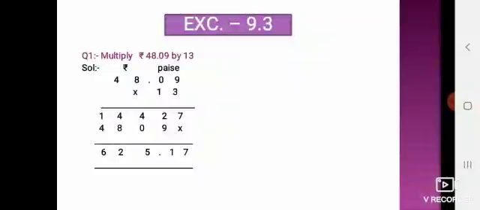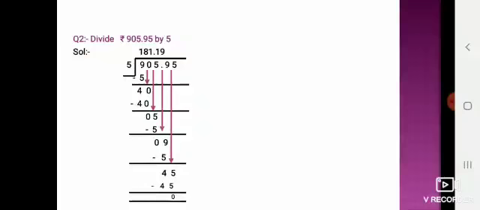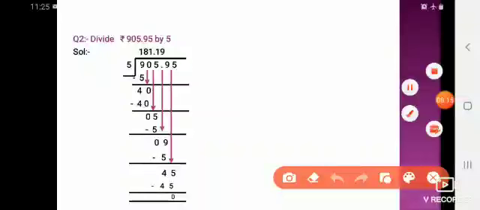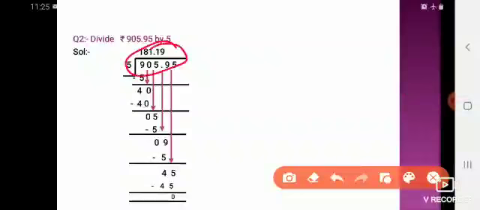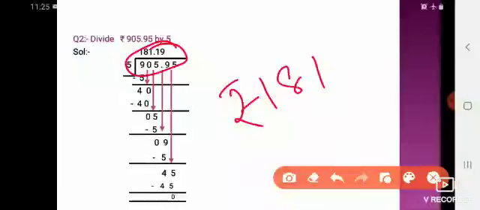In the same way we are going to divide. Here we are having rupees 905.95 and we have to divide this amount by 5. Again we divide it the way we divide decimal numbers. After division we have got 181.19. So it means we are having rupees 181 and 19 paise as our answer.